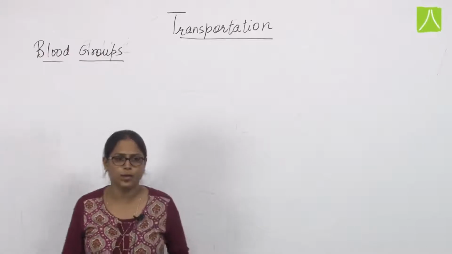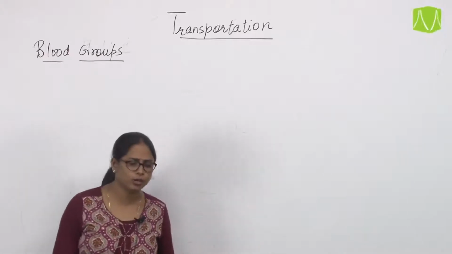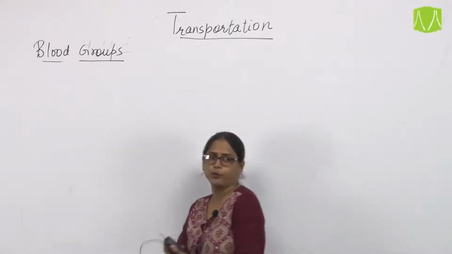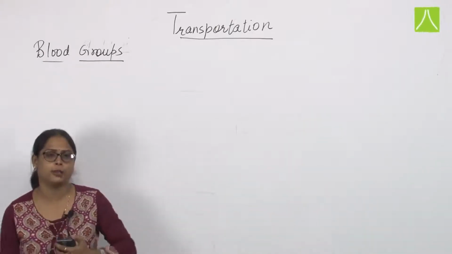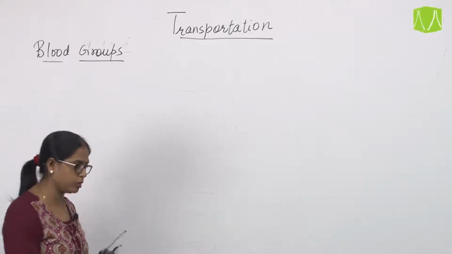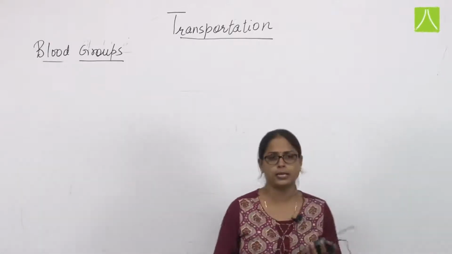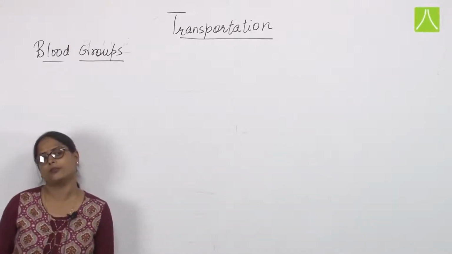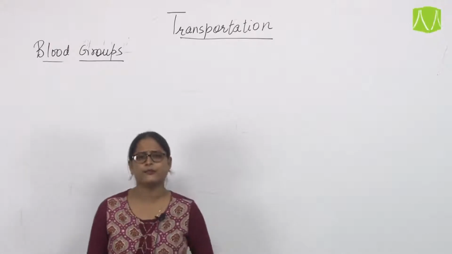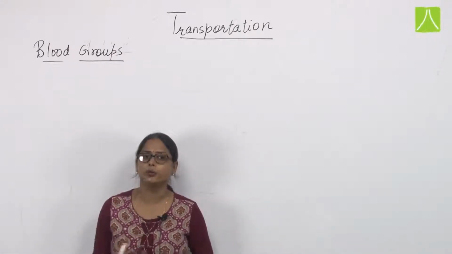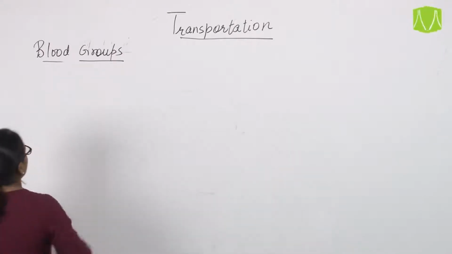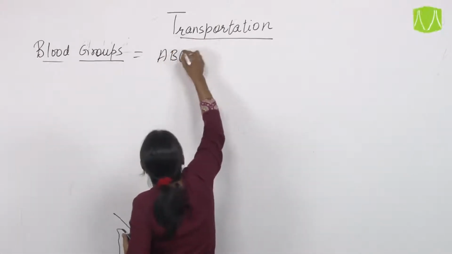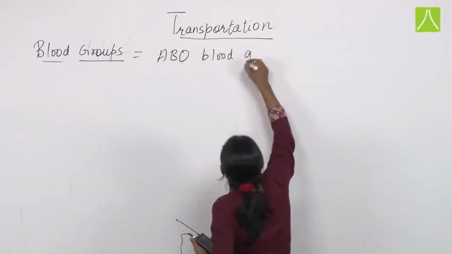Now what do we mean by blood groups? As we all know, we have heard about the blood groups in human beings. Few people have blood group A, few people have blood group B, few people have AB or O blood group, and we also say that few people have A positive and A negative, or B positive or B negative, AB positive or AB negative, O positive or O negative. These are the different blood groups present in the human population. This particular blood group system is known as the ABO blood group system.